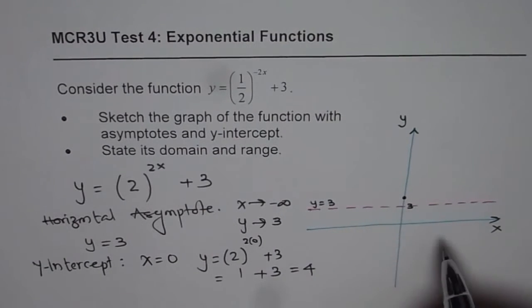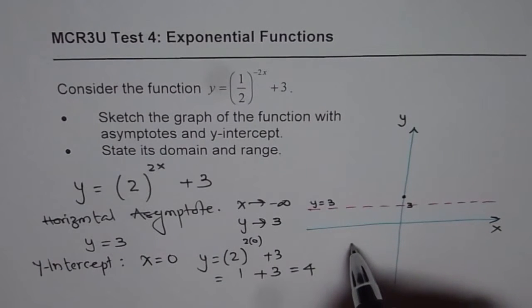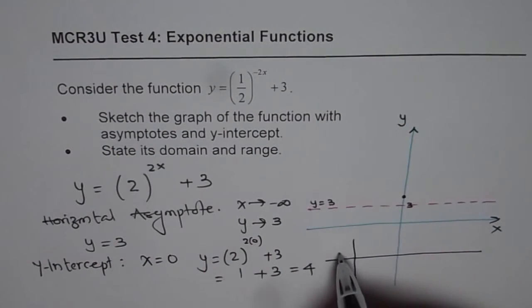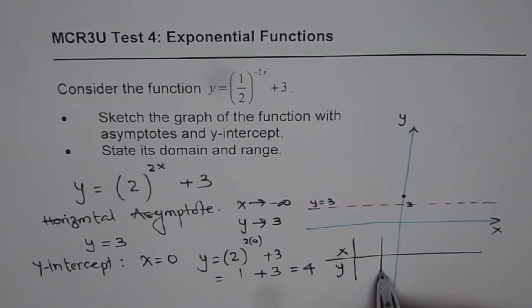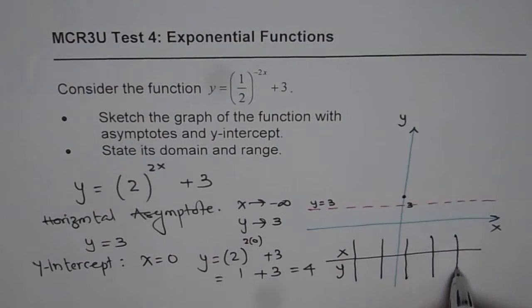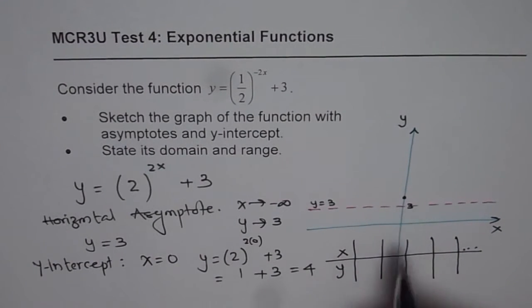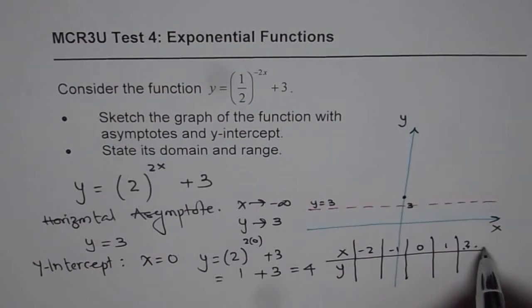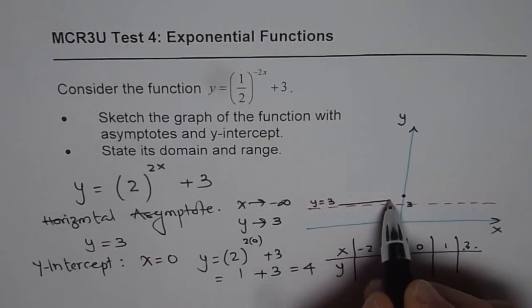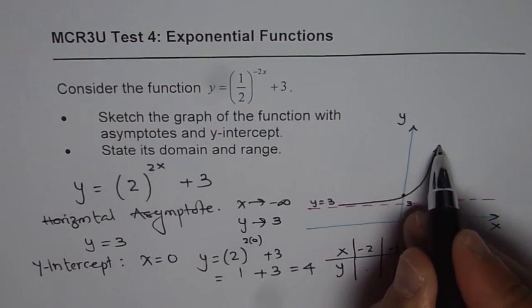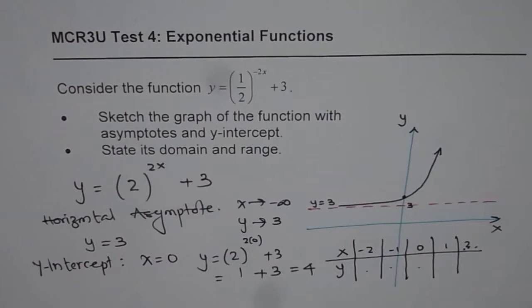Now to sketch the function, what you should do is make a table of values. That is to say, write some values for x and calculate y, correct? I'm not doing the calculation here, but I'm just telling you the method. In this particular case, you could take values as minus 2, minus 1, 0, 1, 2, and so on, right? You'll get y values, plot them on your graph, and what you'll observe is a graph which is going to go like this. So that is how your graph is going to be, right?